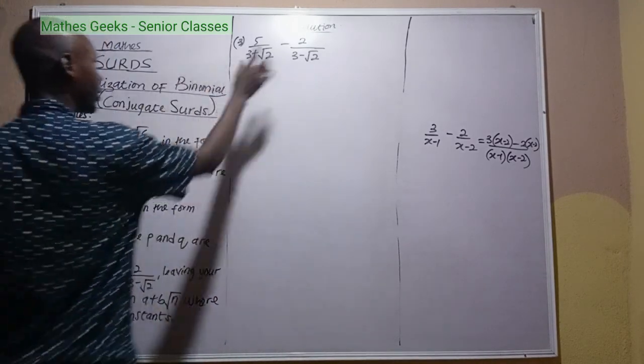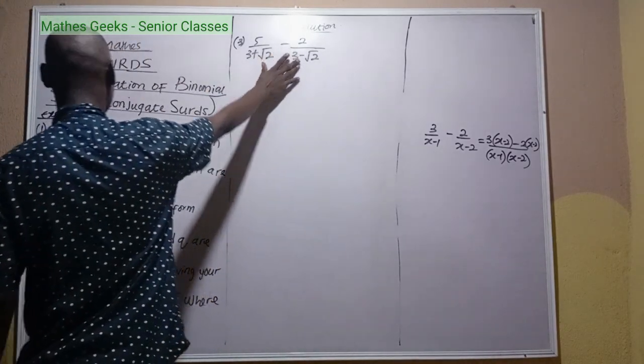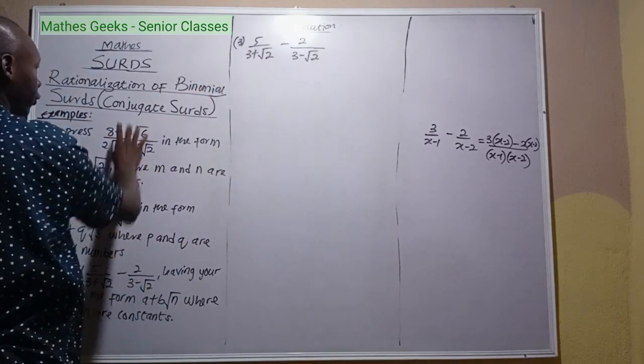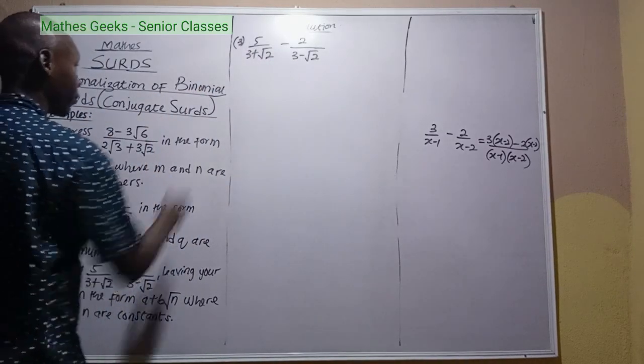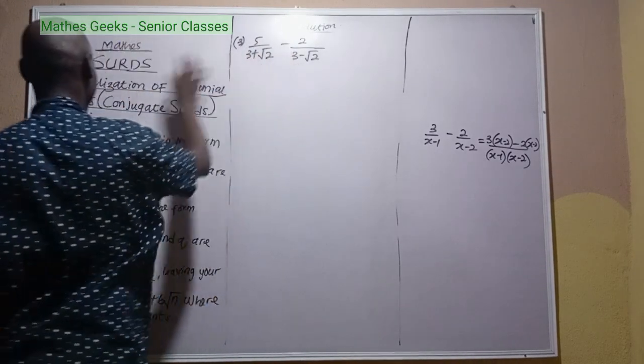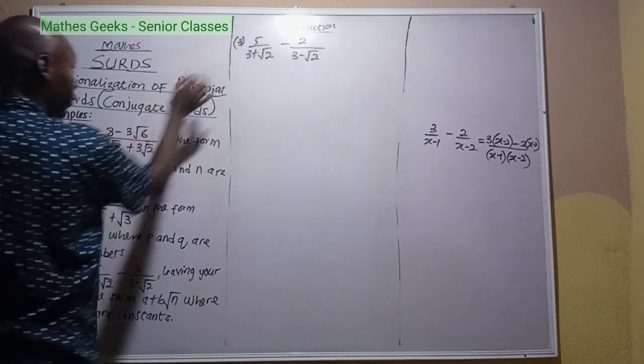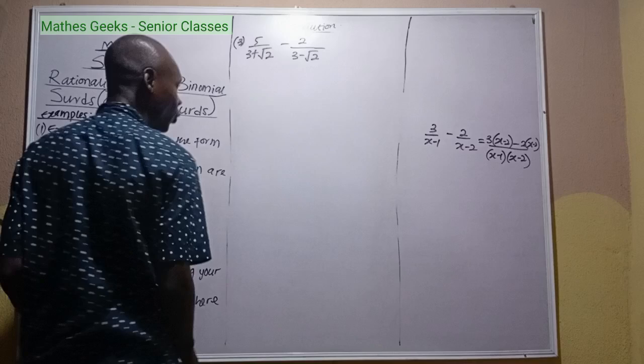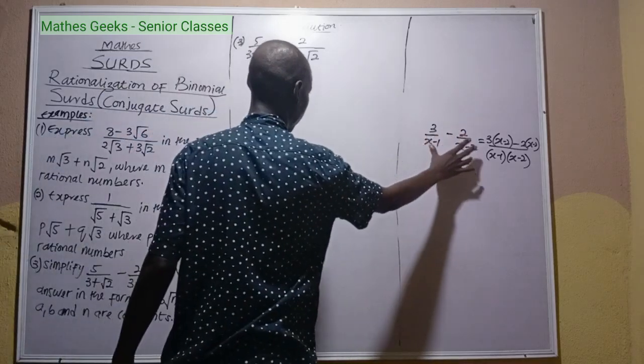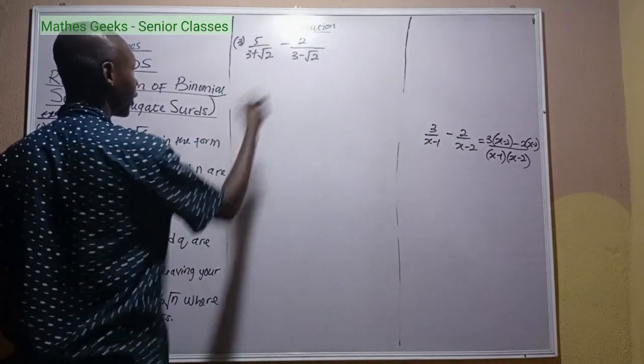So take note, this particular surd is different from this particular one. So the process of simplifying this particular type of surd is different from the process of simplifying this. In this case, you rationalize it by binomial surd, but in this case, you simplify it as though you are simplifying a fraction of this sort. So let's get the LCM.